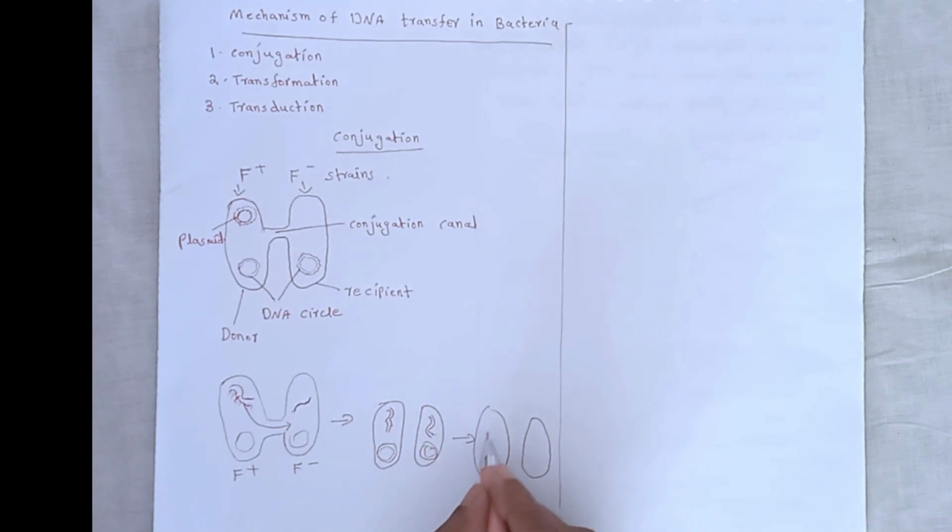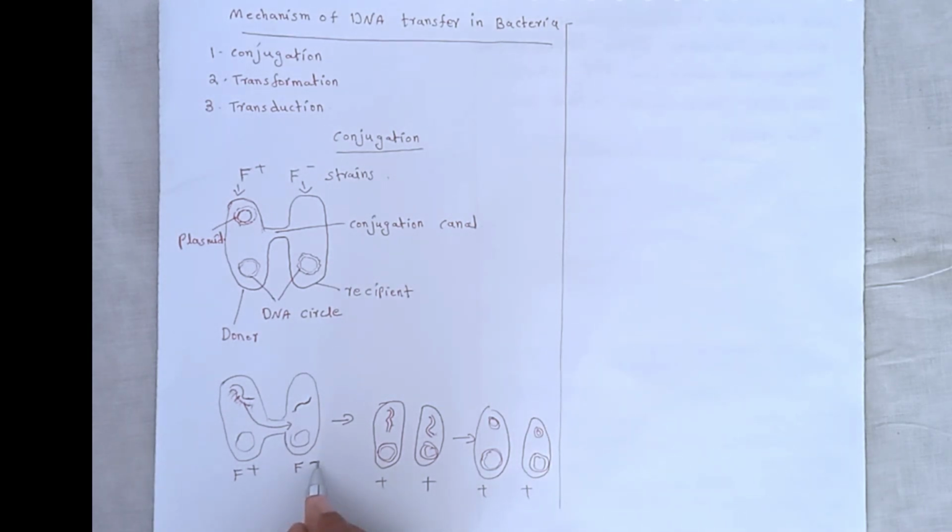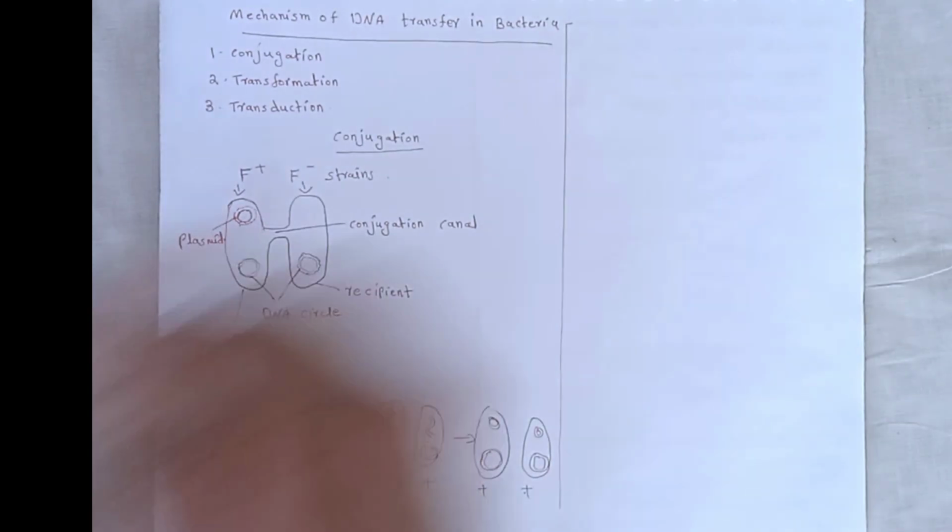Now both the F plus and F minus bacteria have the plasmid. The negative bacterium becomes positive. This is known as bacterial conjugation. Now we can learn the steps of conjugation.